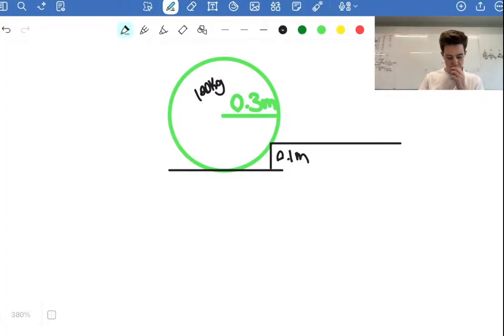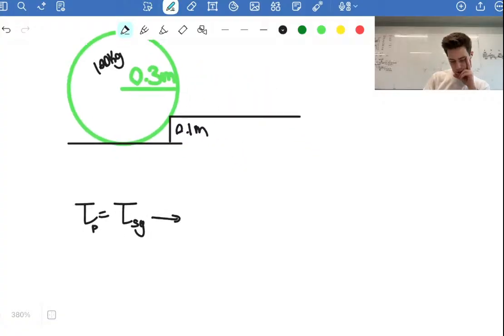Now this is a torque problem. So torque of getting this up the step is equal to torque of the push. So we'll say torque of the push equals torque of the step, SG, step gravity. Now what we need to do is find the torque of the push.